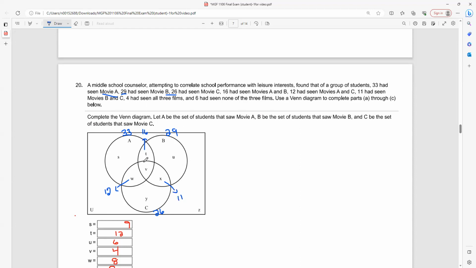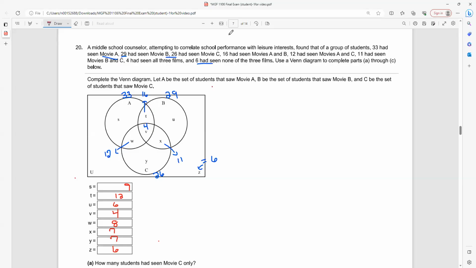4 saw all 3, so remember that's going to be your starting point right here. Letter V, the number of students that saw all 3, and 6 students saw none of the movies. So down here, we're being given the value of Z as 6. 6 saw none of those 3, so it's outside of these 3 circles. Now let's continue to fill in the rest of our Venn diagram.